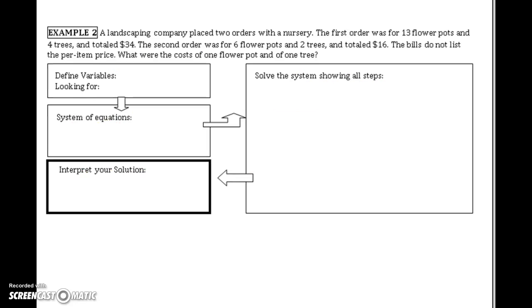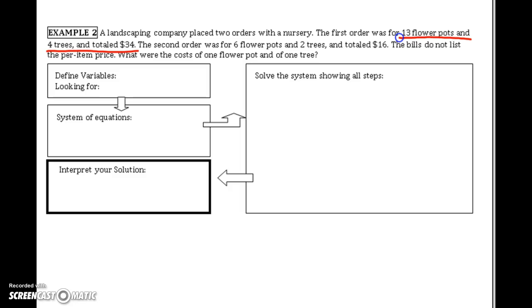So we're going to move on now to example 2. Example 2 is a different type of setup, and I just wanted to show you this type of problem. So example 2 says a landscaping company placed 2 orders in a nursery. The first order was for 13 flower pots and 4 trees, and total $34. So I'm going to have 2 variables here. I have the number of flower pots and I have the number of trees.